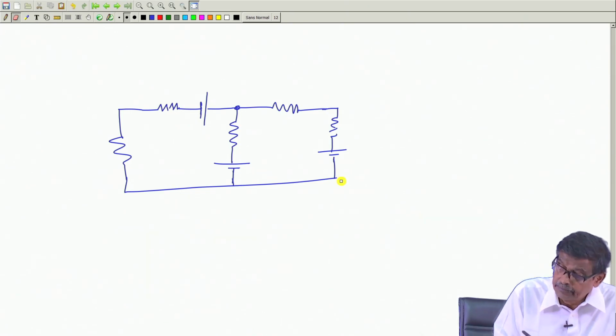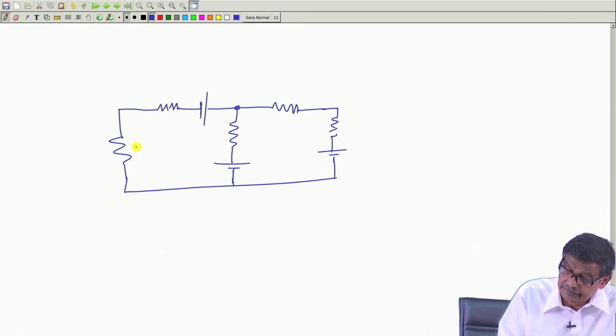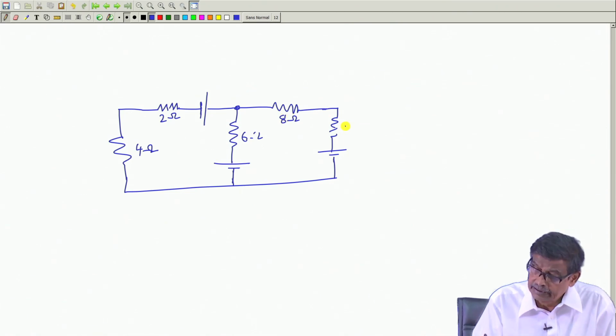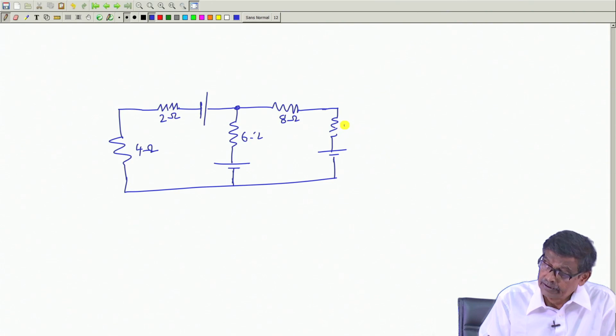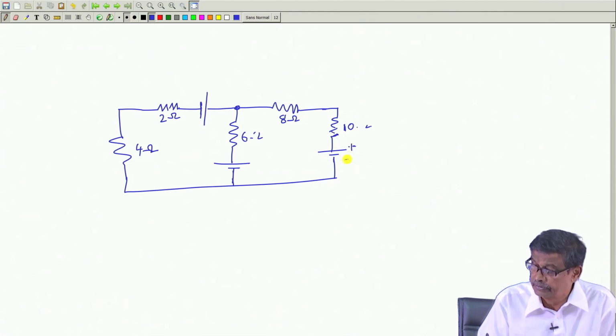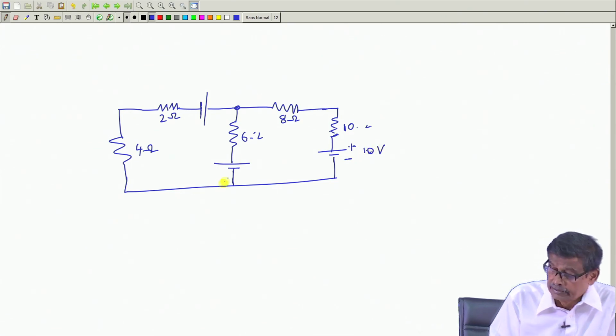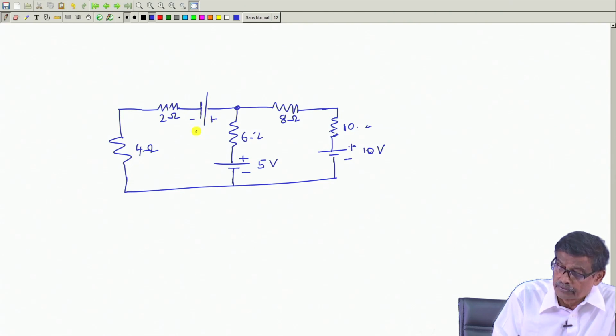Okay. Now, let me put some numbers, say this is 4 ohm, this is 2 ohm, this is 6 ohm, this is 8 ohm, okay, and this is 10 ohm. You can also make your own circuit for understanding this thing, and this voltage is suppose 10 volt, this is suppose 5 volt, and this is suppose 2 volt. Okay.